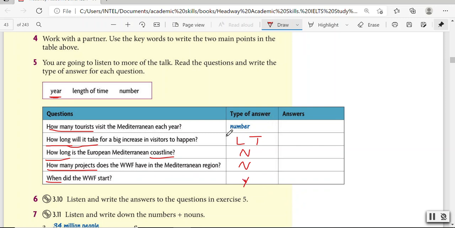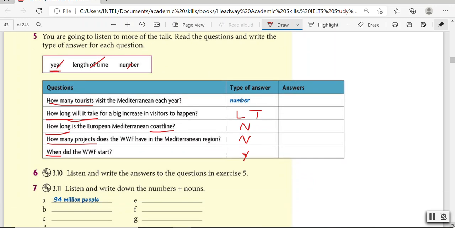And we have 3 types of answer. Year, length of time and number.